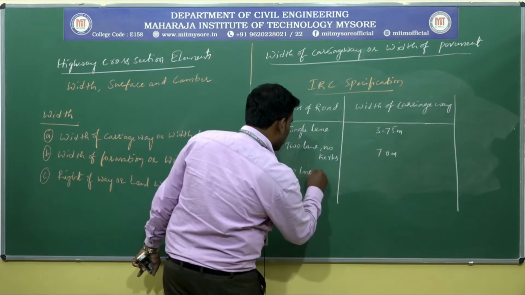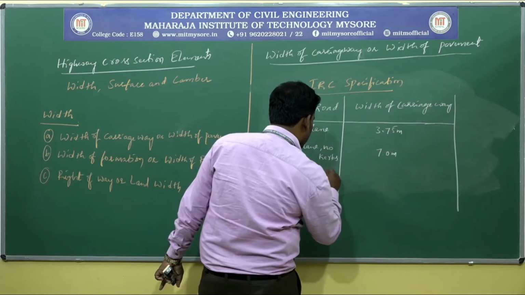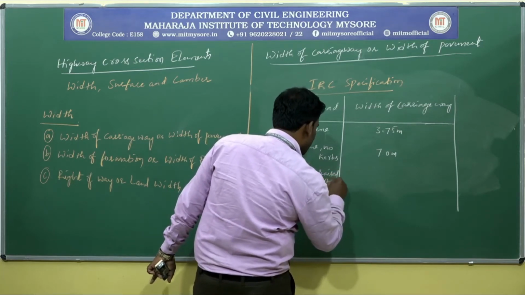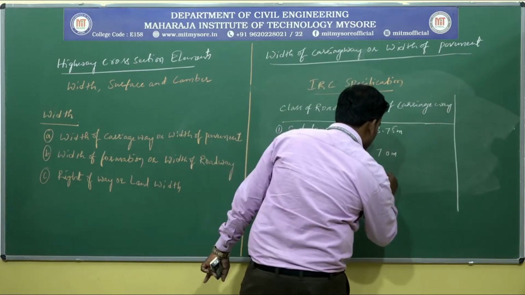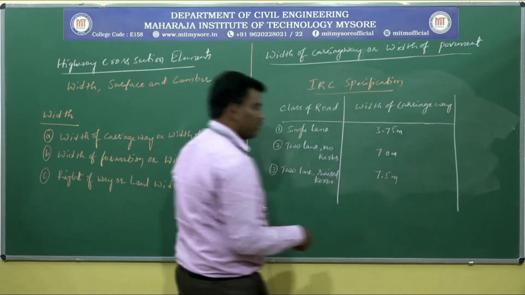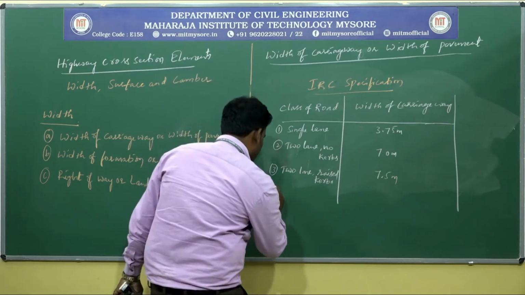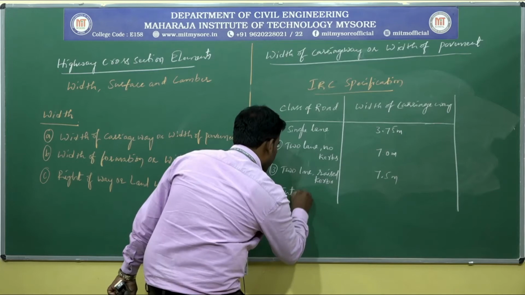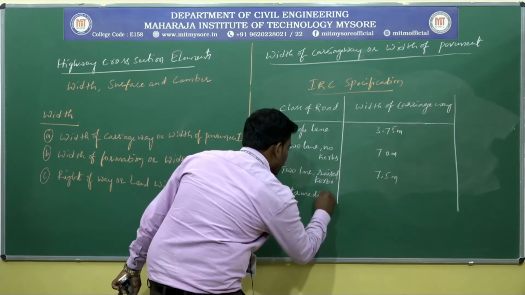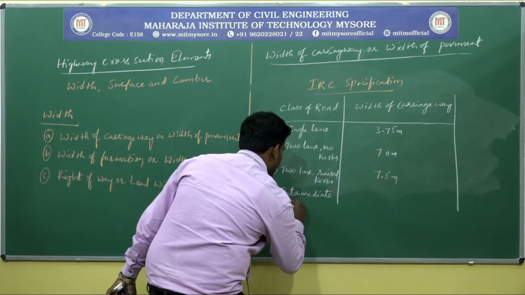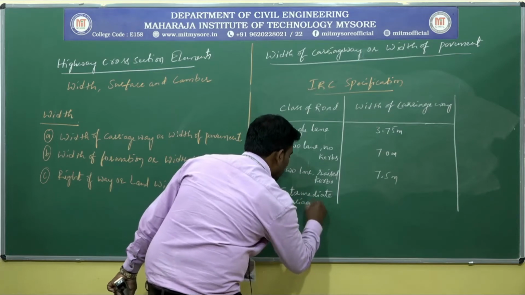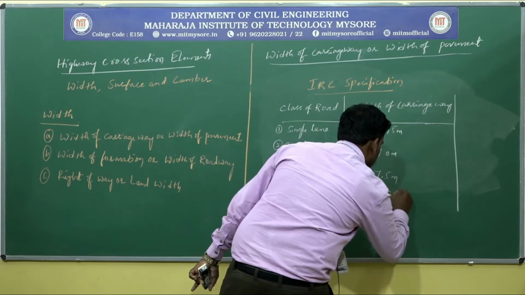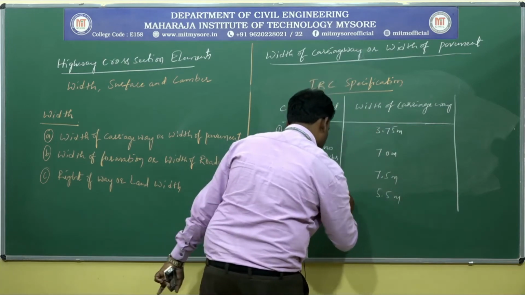2 lane with raised curbs. If that is the case, then width of carriageway is about 7.5 meter. Then 4th one, it is intermediate carriageway. For intermediate carriageway, width of carriageway is about 5.5 meter.